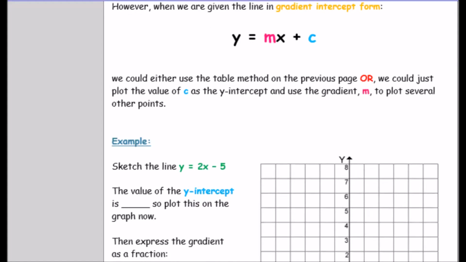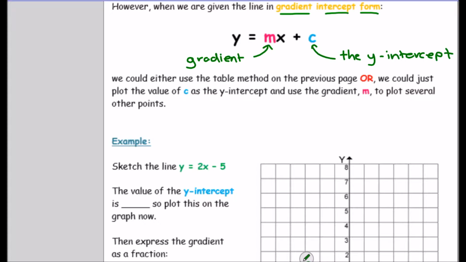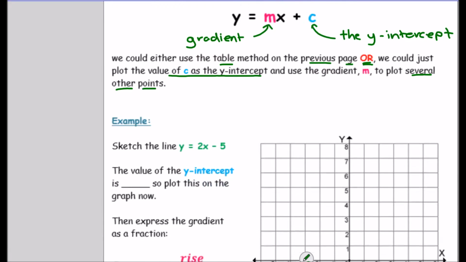Now in this one, in gradient intercept form, I'm showing you an alternative method. You could use the table method on the previous page, but you can also use this alternative method when you have gradient intercept form. Remembering that y equals mx plus c, just a reminder, m is the gradient. What is the c? That's right, it's the y-intercept. As I was saying, we could either use the table method on the previous page, x-intercept, y-intercept, or in this form, we can plot the value of the y-intercept first, and then use the gradient m to plot several other points. Below I'm going to point out how you can do that.